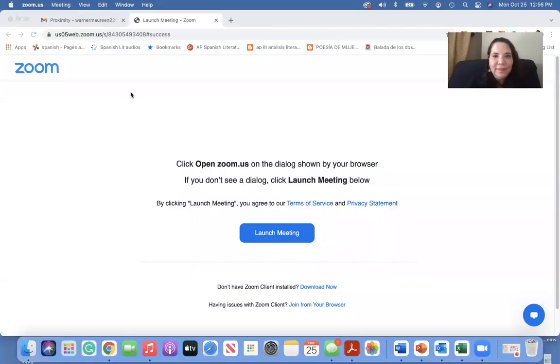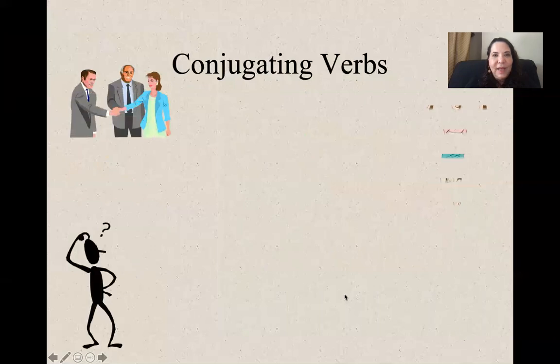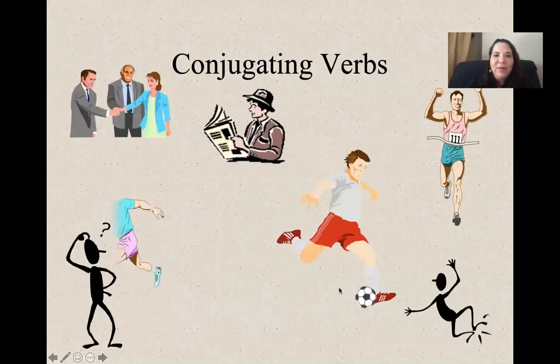The presentation is about how to conjugate verbs that end in AR. For that, I'm going to have to share my screen. And here we are. I'm going to open a PowerPoint. Here we have it, how to conjugate the verbs.